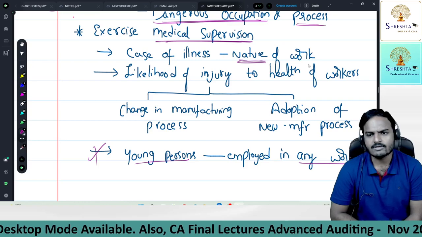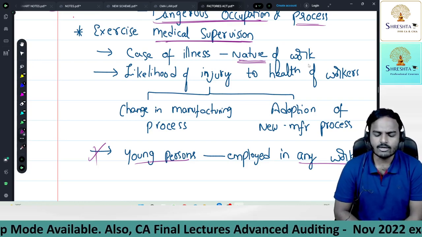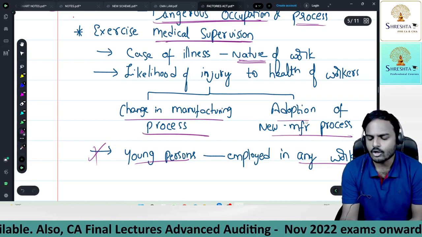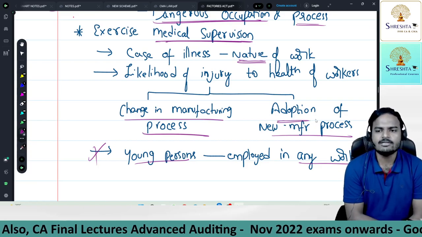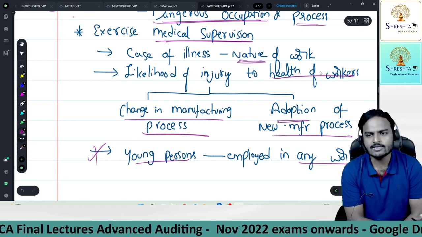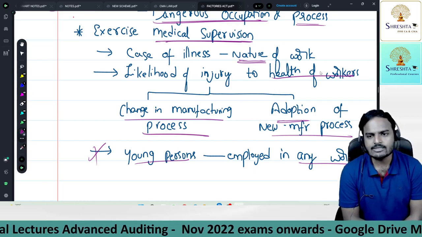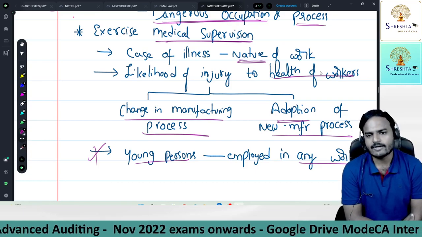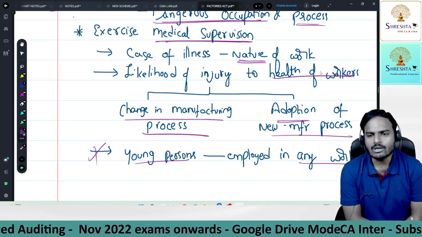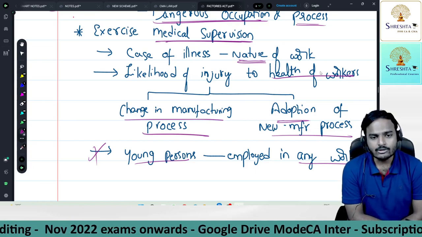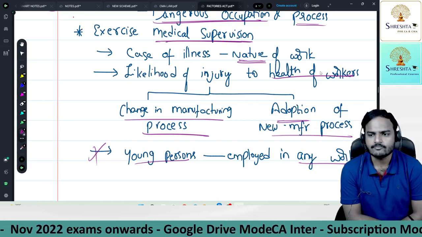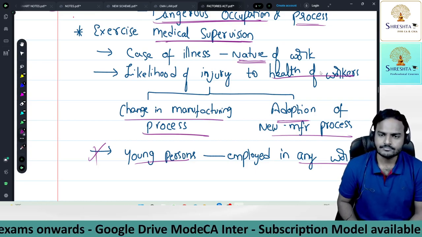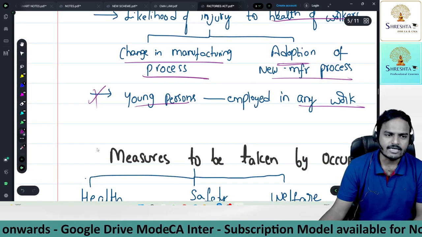What is the nature of the work? Why was this illness caused? And next one, whenever there is a change in the manufacturing process or whenever a new manufacturing process is adopted, how does it affect the health of the workers? By medical supervision, they will prepare a report on whether this new manufacturing process is suitable or not, whether the change is acceptable or not. If you want to accept it, what kind of precautions you need to take for protecting workers. So these are the duties of the certified surgeons.